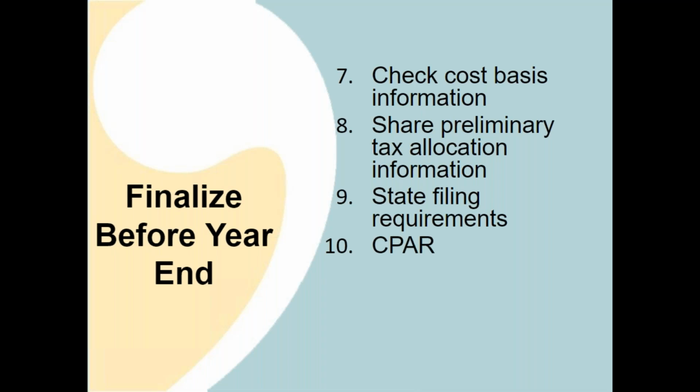Discuss the CPAR requirements with your club. Determine if you can make the election to opt out. If not, determine who you will designate as your partnership representative. And you will need Social Security numbers for each of your members to be able to prepare your taxes. Make sure you work on getting them if you don't have them already.